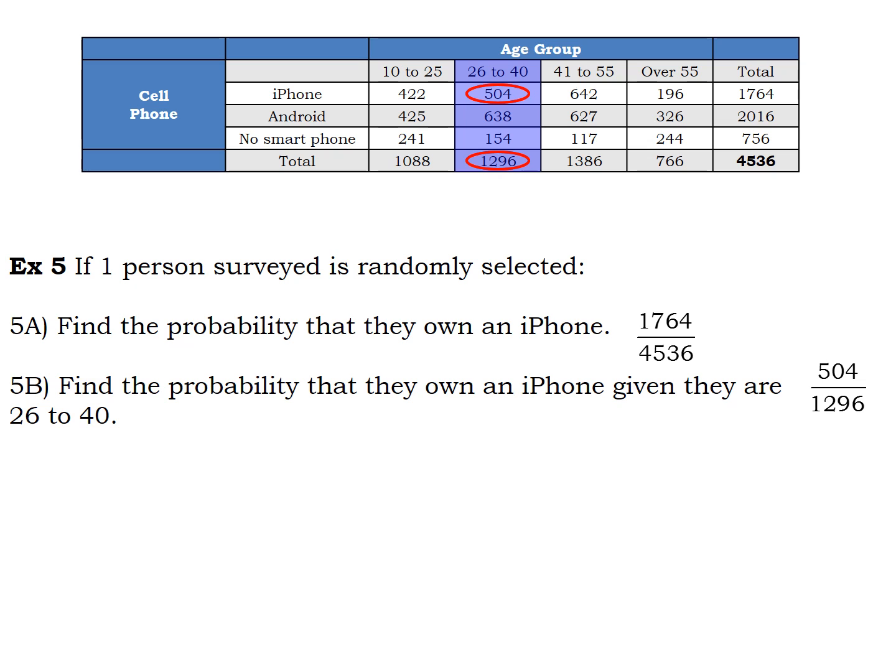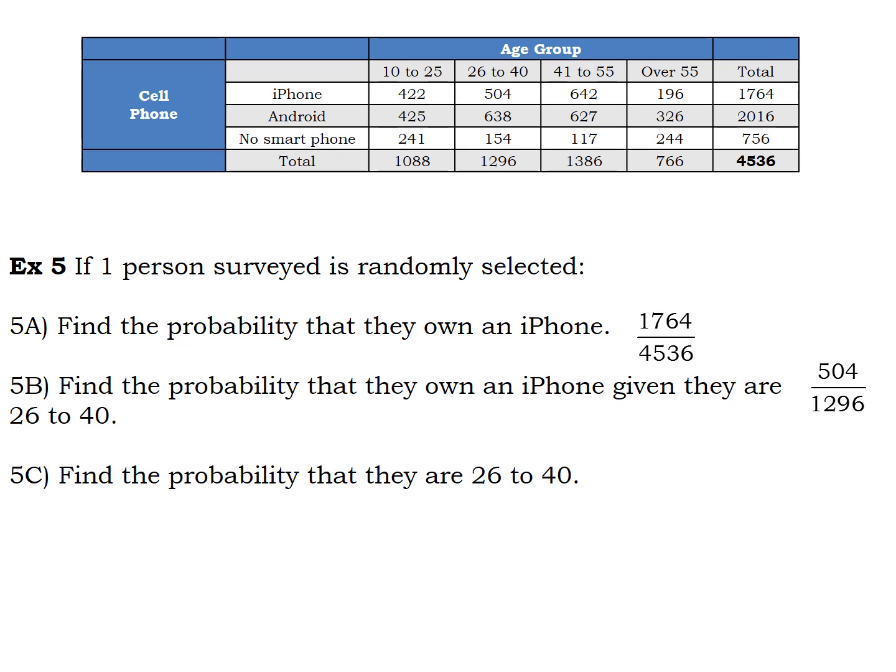Okay. So now I'm going to take the perspective from the age groups. So I want the probability that someone randomly selected ends up in this age group. Well, there are 4,536 to choose from, 1,296 in the 26 to 40 age group. So that is our probability, the fraction, 1,296 over 4,536.